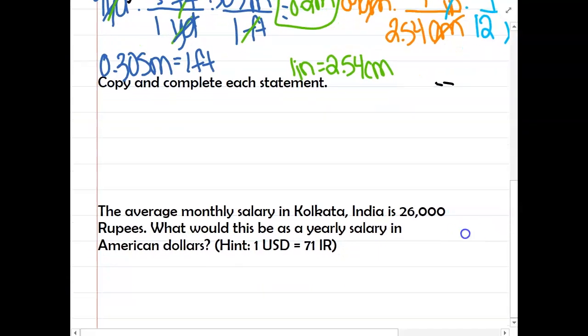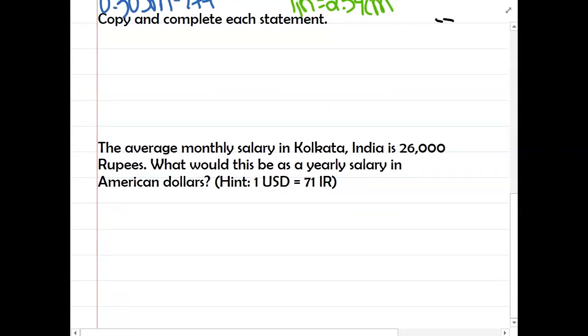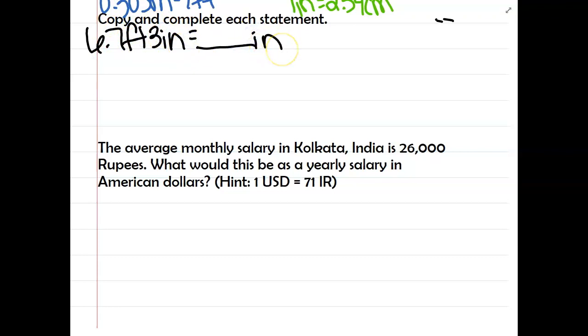Okay. So these two are pretty much the same thing, except maybe we have a couple of units that we're mixing together. So copy and complete each statement. Let's say I have 7 feet 3 inches, and I want to convert that all to inches. So I have some inches, right? I have those 3 inches. What I need to do is take that 7 feet and convert it into inches. Do I know a conversion from feet straight to inches?